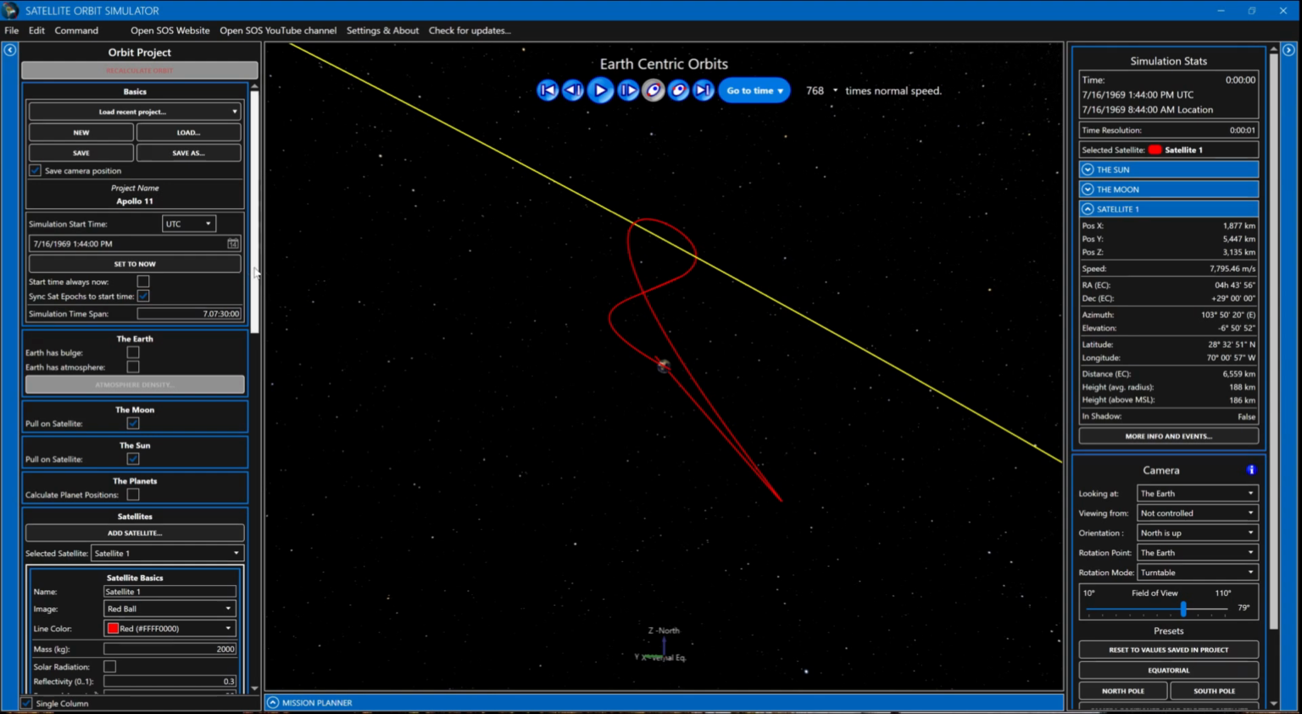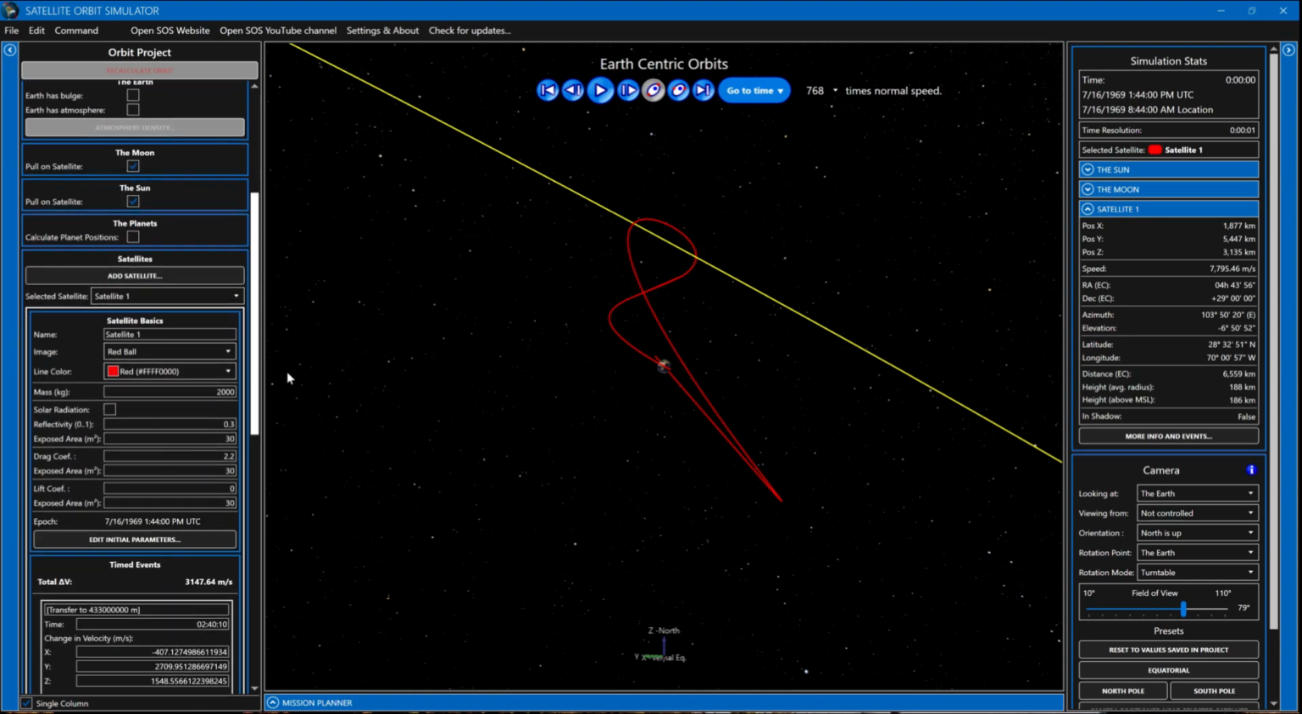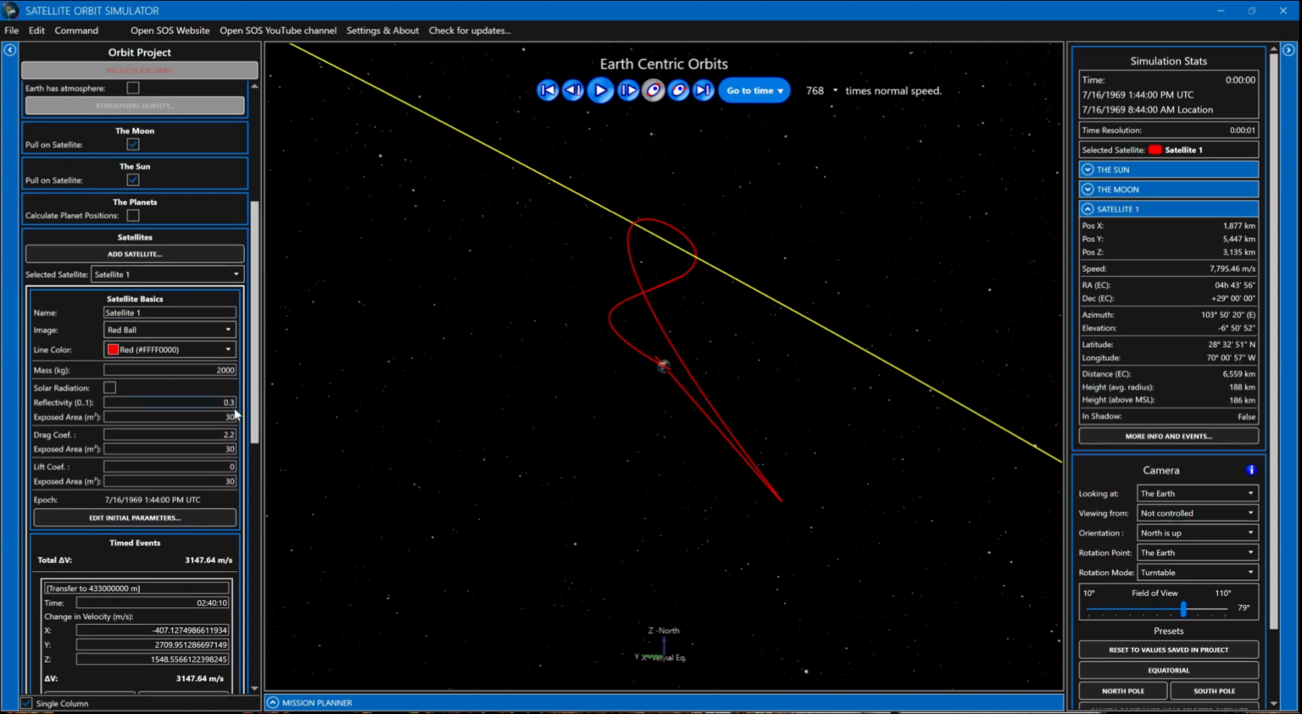Now increase the area exposed to solar radiation to 3,000 square meters. This is effectively the same as adding a large sail. Then, reduce the spacecraft mass to 200 kilograms and set the reflectivity to 1. This reflectivity is equivalent to a highly reflective mirror. Next, check the solar radiation checkbox and recalculate the orbit.